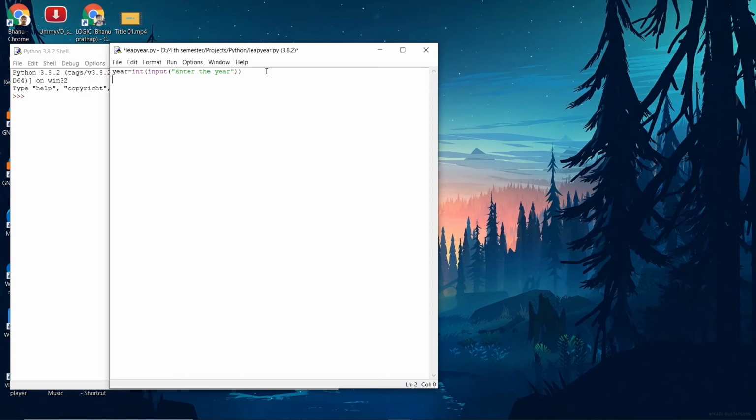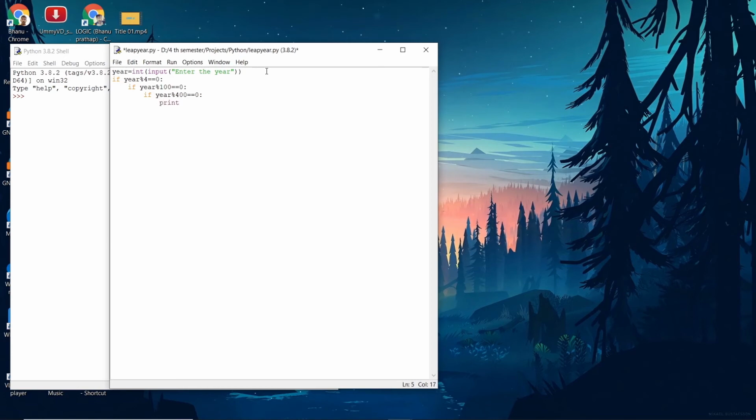Then we need to check the divisibility by 4, then 100, and then 400. If year modulo 4 equal to 0, if it is divisible by 4, we need to go for divisibility by 100. If year modulo 100 equal to 0, then if the year is also divisible by 100, we need to go for divisibility by 400. If year modulo 400 equal to 0, now if it is divisible by 400, that year is a leap year.